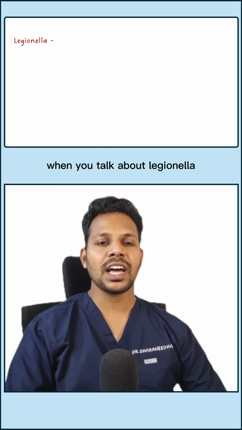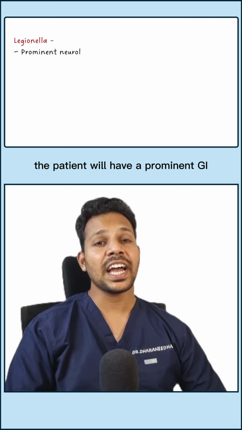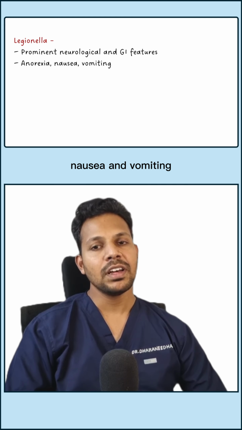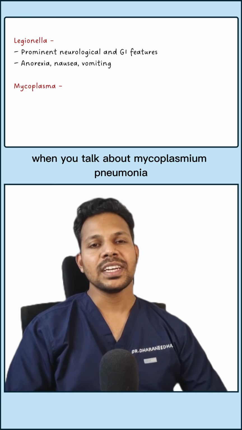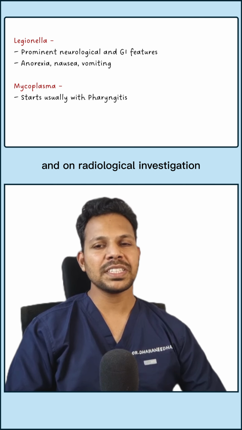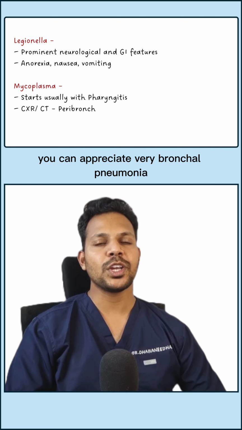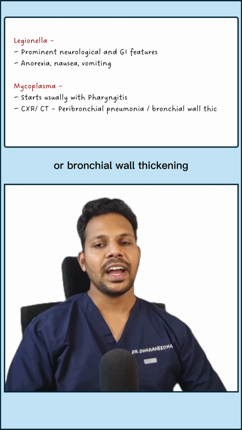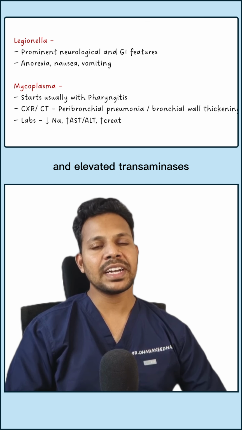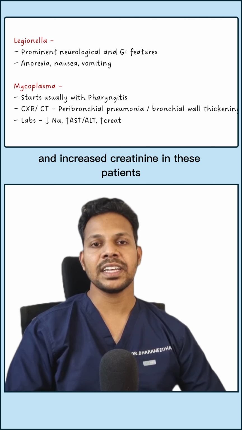When you talk about Legionella, the patient will have prominent GI and neurological features, and the patient will have anorexia, nausea, and vomiting. When you talk about Mycoplasma pneumoniae, the illness usually starts with pharyngitis, and on radiological investigation, you can appreciate peribronchial pneumonia or bronchial wall thickening, and laboratory investigations will reveal hyponatremia and elevated transaminases and increased creatinine in these patients.